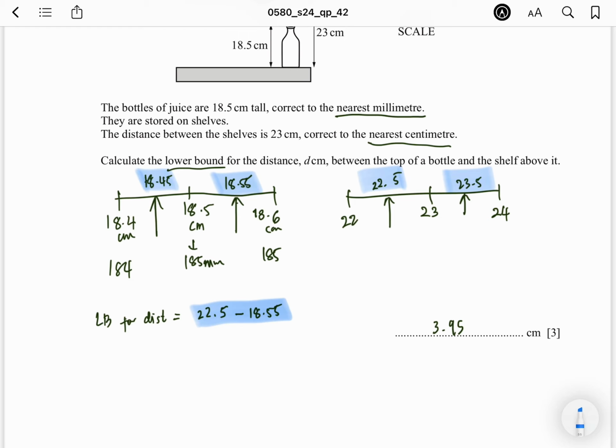Ada yang dapat dua markah? Weh, bagus. Cukup sudah 26? 26 kan? Belum. Okay, jangan dulu ye. Okay.